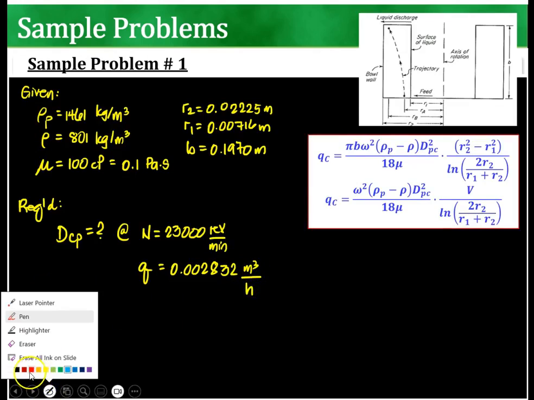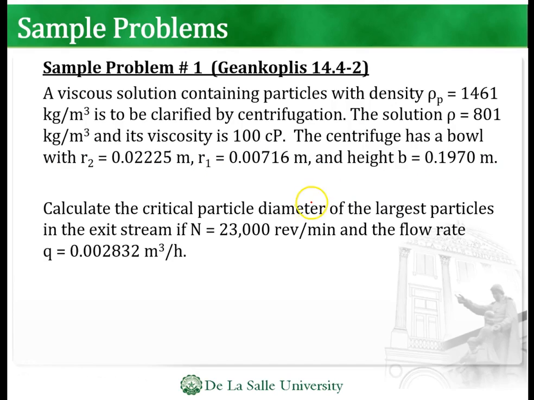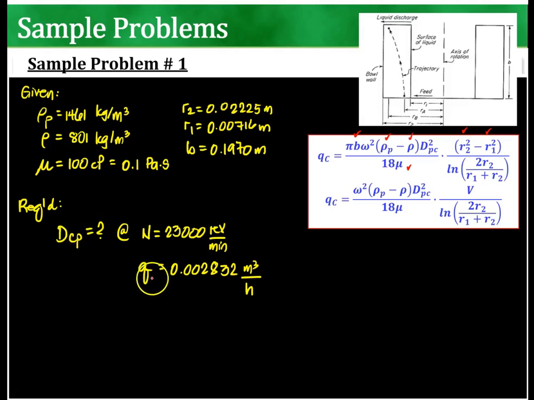For the formula, we already have the B. The omega, we can solve for that. The density of the particle, density of the fluid. This is what we're solving for, the dPc. We already have R1, R2, so no problem with that. This one, we already have. We have the Q, because since you're given, calculate the critical particle diameter, that means this happens at the critical flow rate. So we can see that this one here is QC, the critical flow rate already.